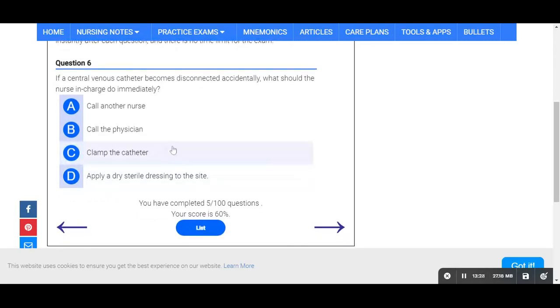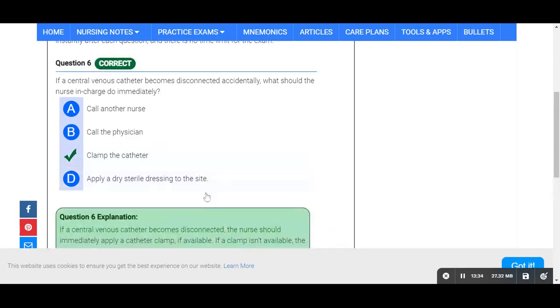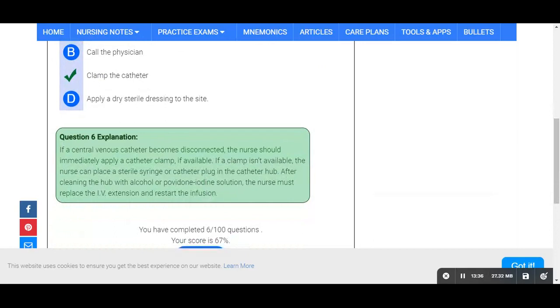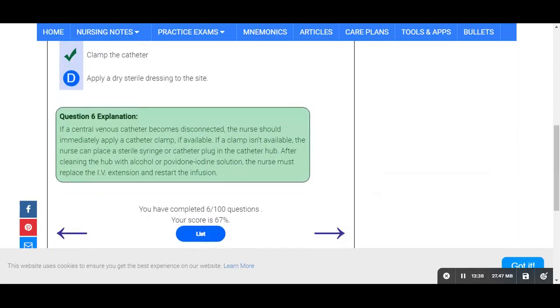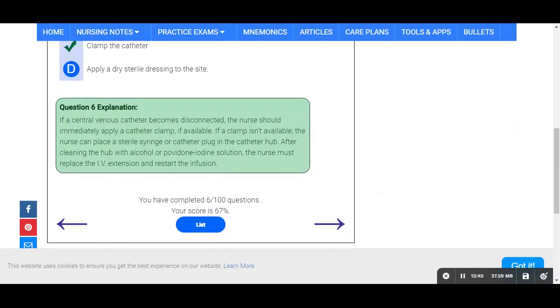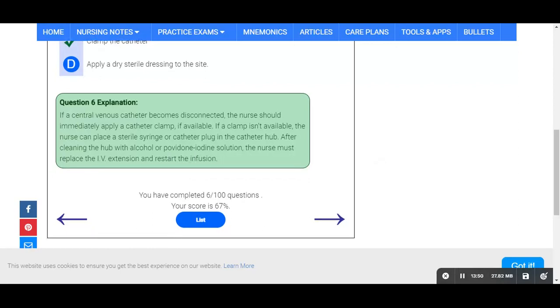Okay, I think we have to clamp it first because it became disconnected, so it'll keep on flowing. Let's try. If a central venous catheter becomes disconnected, the nurse should immediately apply a catheter clamp if available. If a clamp is not available, the nurse can place a sterile syringe or catheter plug in the catheter hub. Therefore, if we do that, we can stop the flow of the IV catheter.